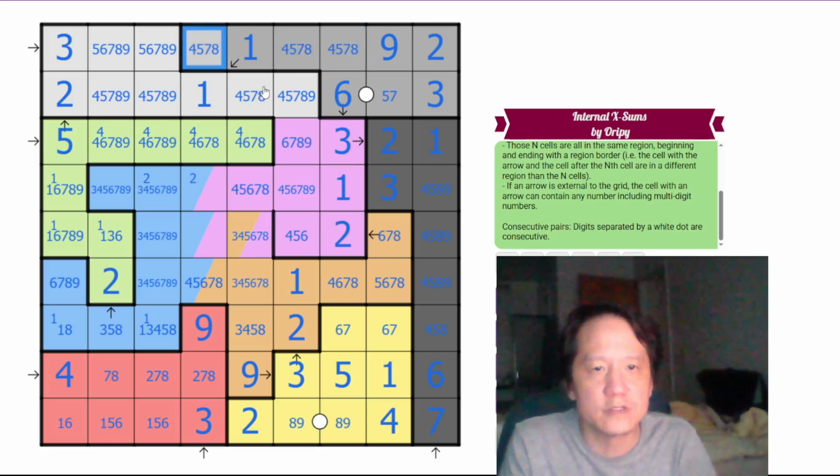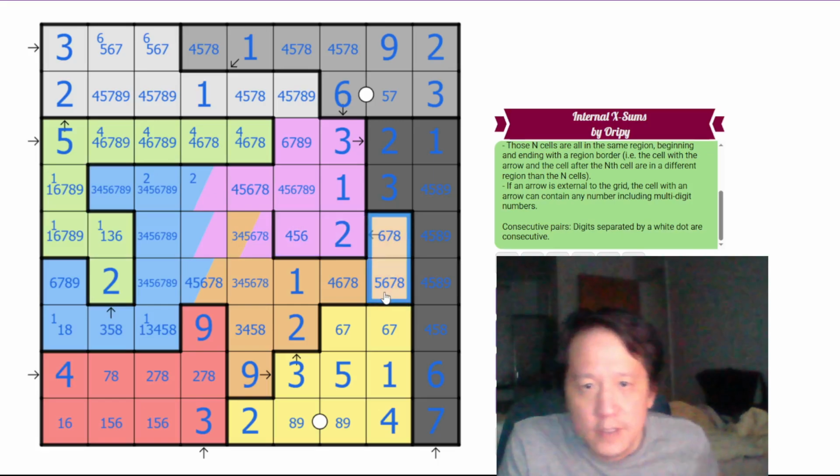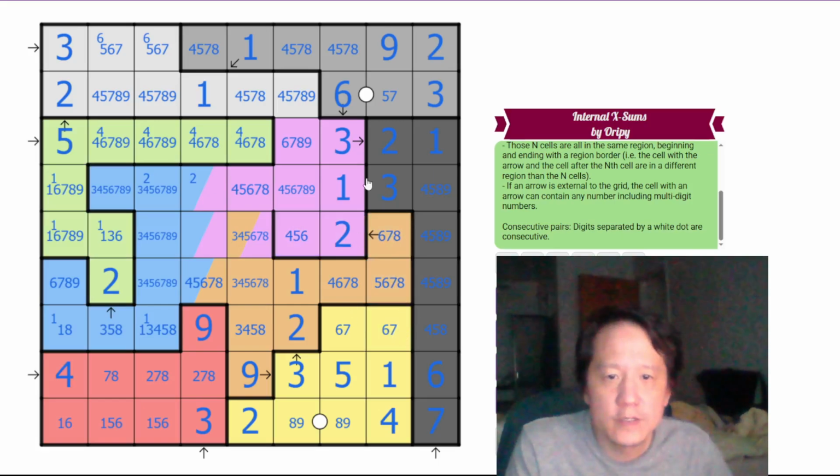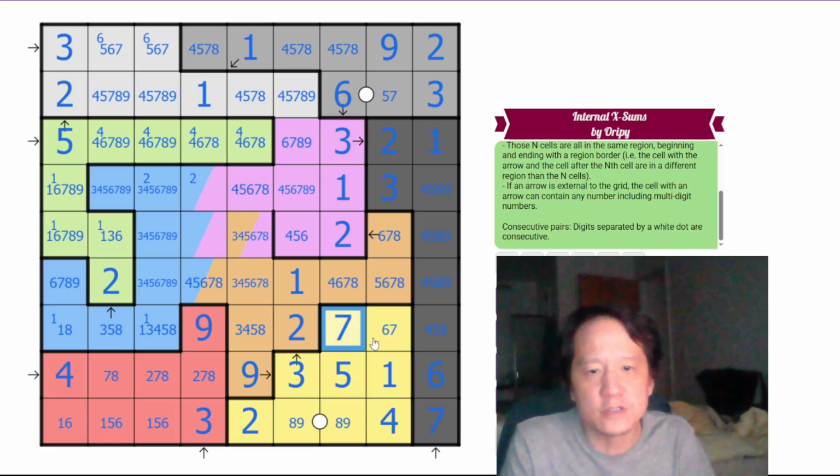This can't be 6 either. So 6 is one of these two. It must be with 5 or 7. We're not sure which. This is 2, 1, 3. This 6 eliminates 6 here, so this is 7. This is 6. These can't be 6.